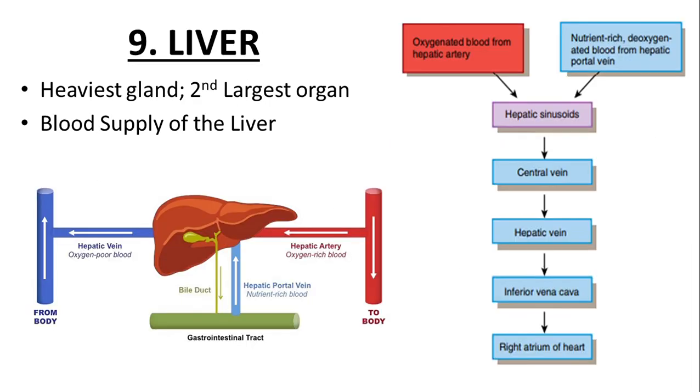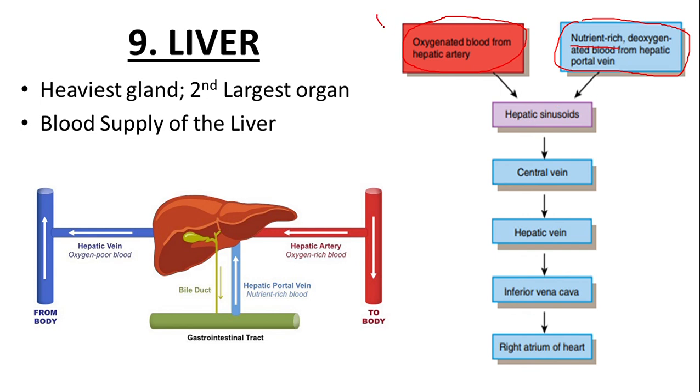Next, you have your liver. Your liver is the heaviest gland in your body and the second largest organ as well. It is very important because it performs a lot of functions. But before that, let's talk about its blood supply. So for its blood supply, it receives oxygenated blood from your hepatic artery as well as deoxygenated but nutrient-rich blood from your hepatic portal vein.